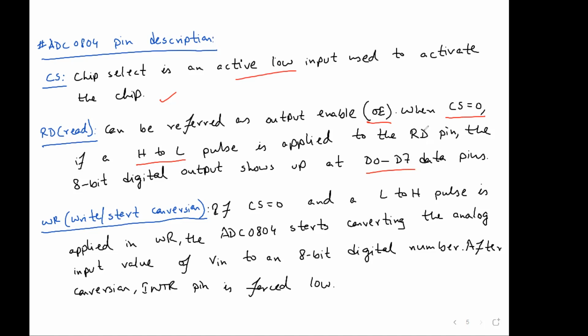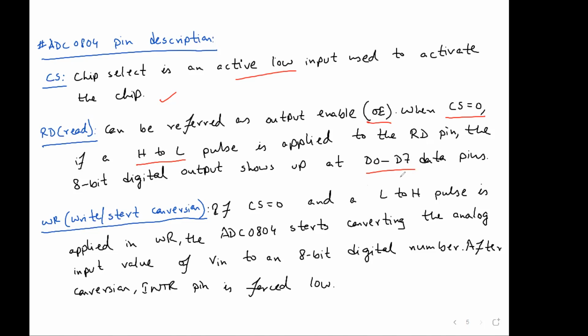So whenever CS is equal to 0 and a high to low pulse is applied, we specify that the data is ready to be read. So the data shows up at D0 to D7 data pins. Now how you connect this D0 to D7 is totally up to the user or the coder. But the RD signifies that the data is ready to be read.